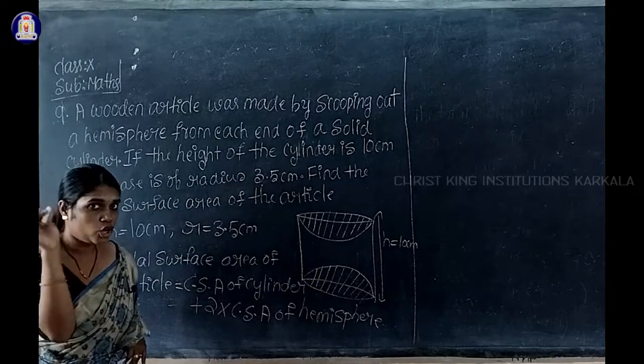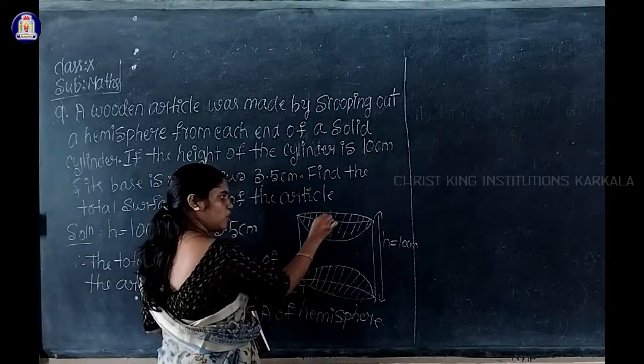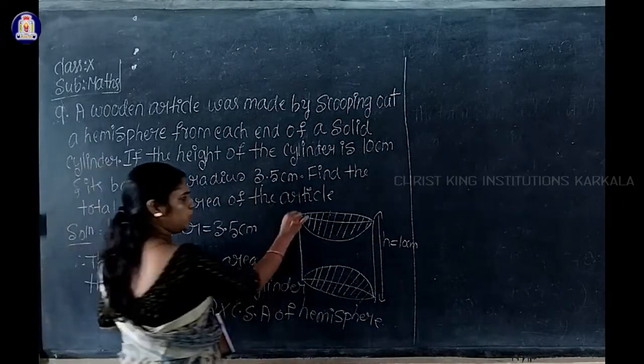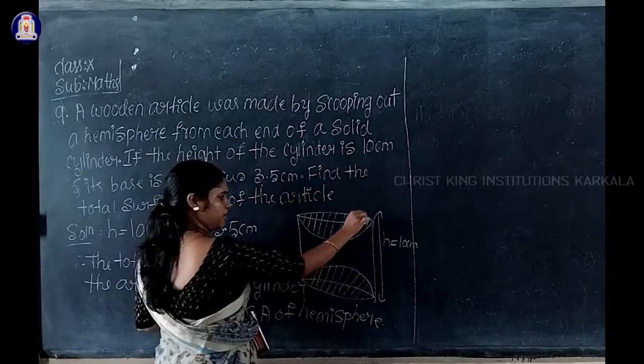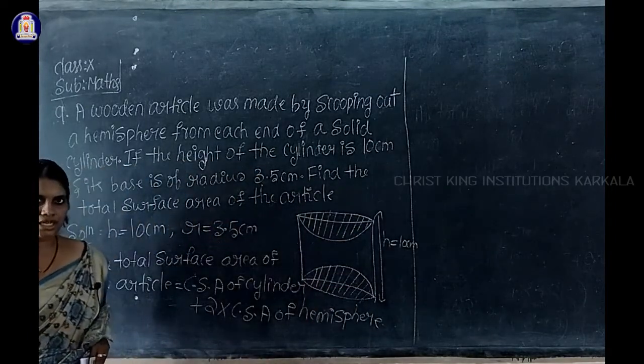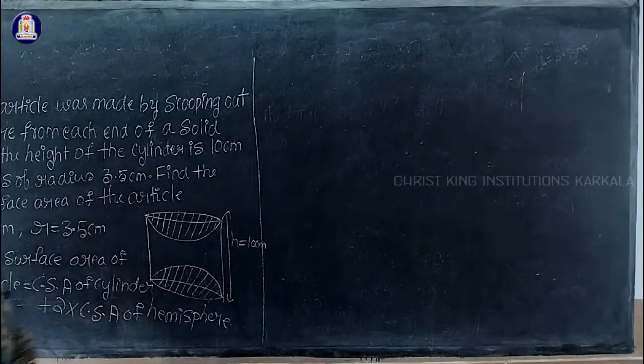And also here we will not consider the base. This base will not count here because that base will be scooped out, it will be removed, isn't it? So only this curved portion will remain here. Curved portion means CSA, isn't it? Now I'll write down the formula.